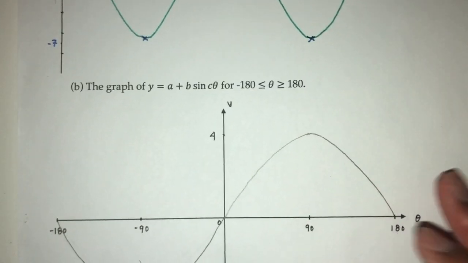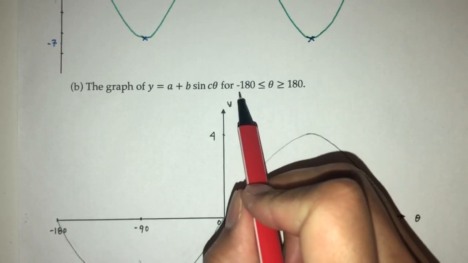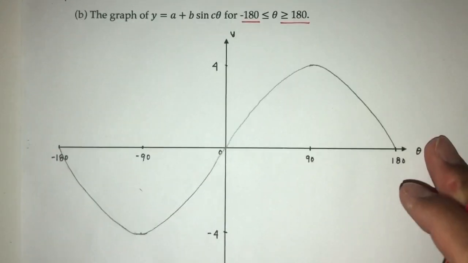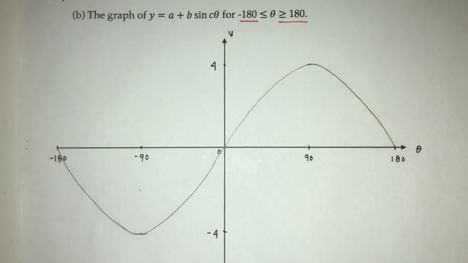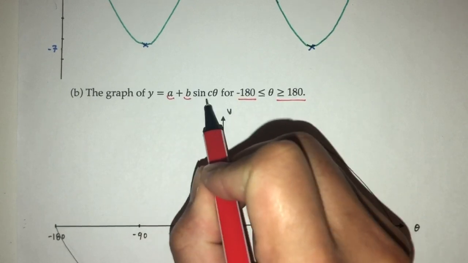Now for part B of the question, the graph of y equal to a plus b sine c theta between those two is given below. As you can see, this is the shape of the graph. We have to use that to find the value of a, b, and c.